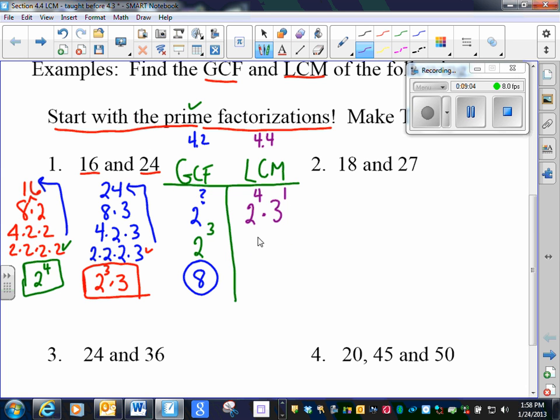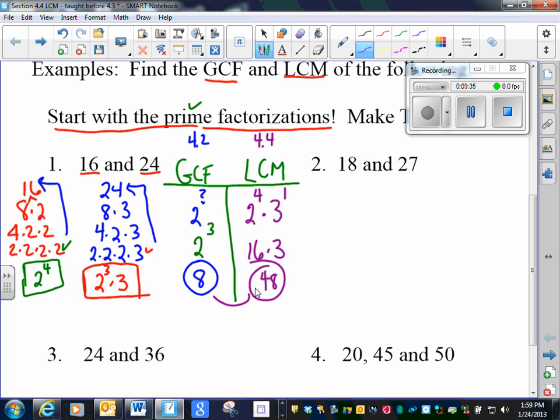Now I'm finished, and I need to multiply these two together. 2 to the 4th power. 2 times 2 is 8, times 2 is 16. No, 2 times 2 is 4, sorry. Times 2 is 8, times 2 is 16. 16 times 3 to the 1st is 48, and that's my LCM. You can see the difference between the LCM and the GCF. The GCF is smaller because you have to have everything be in both boxes. For the LCM, it can be in either box.